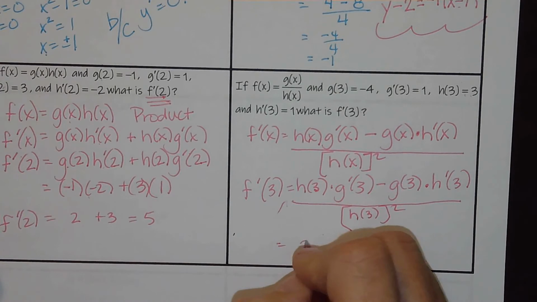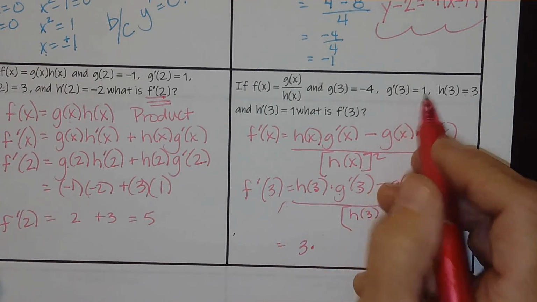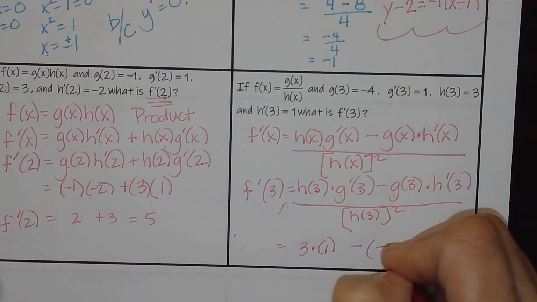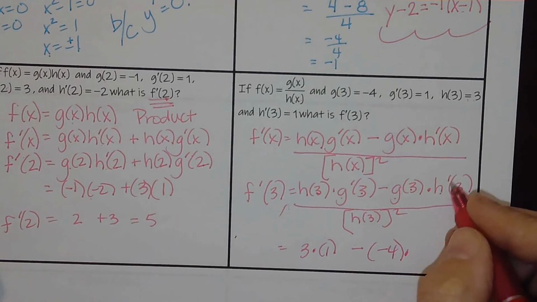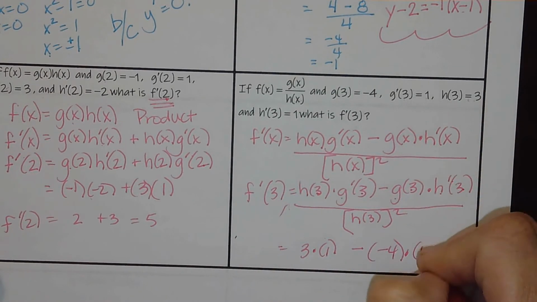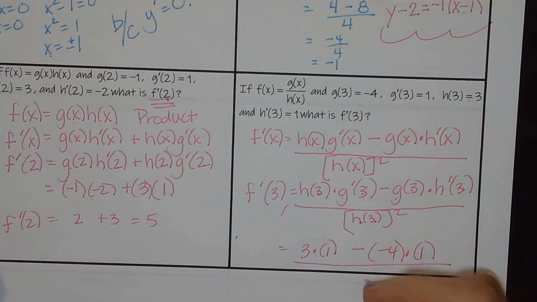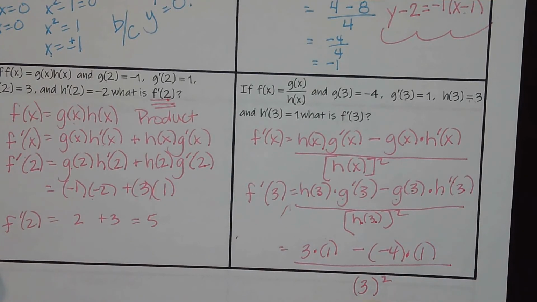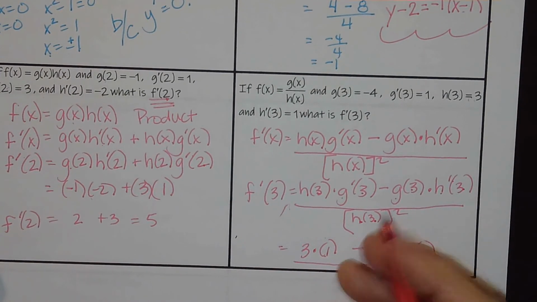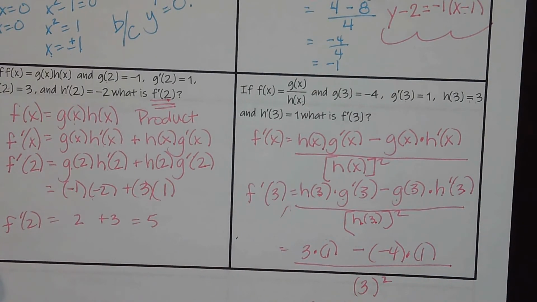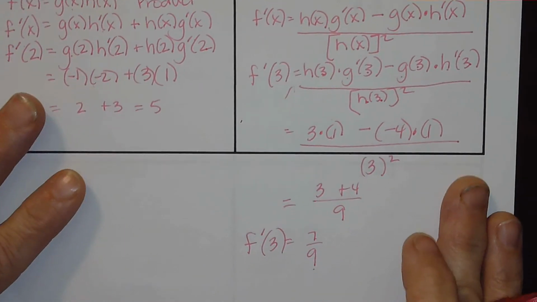Now let's go get our values. What's h of 3? 3. What is g prime of 3? That's 1. Minus, what's g of 3? Negative 4. Use parentheses there. Times h prime of 3, which is 1. And all of that is over h of 3, which is 3, squared. So this is 3 plus 4 over 9, which is 7 over 9. So f prime of 3 equals 7/9. Oops, ran off the page there, sorry.